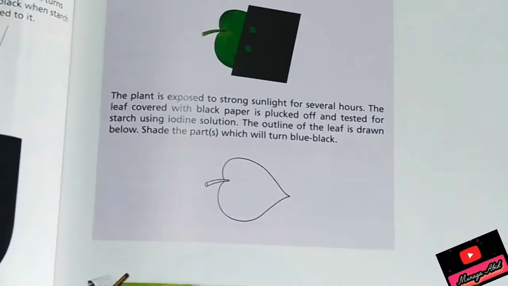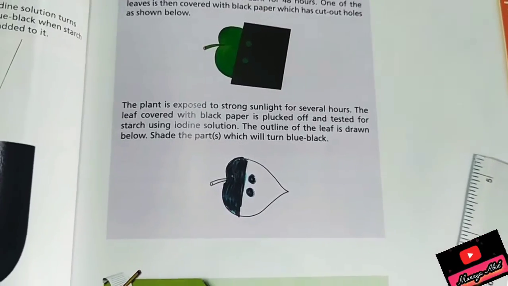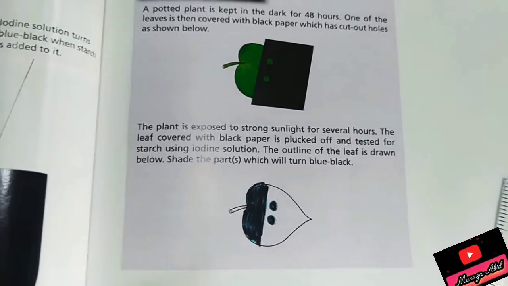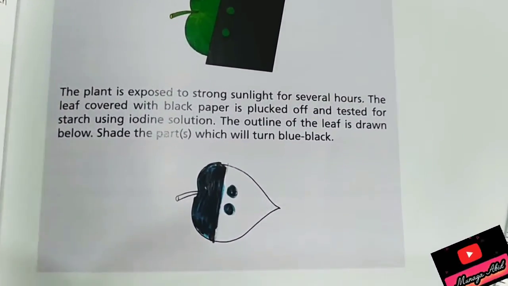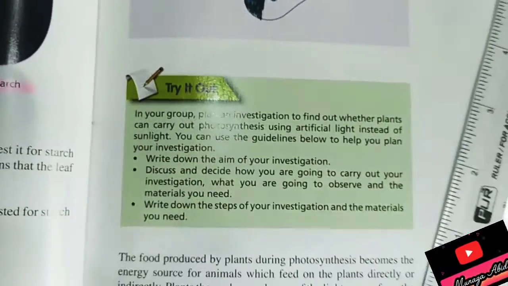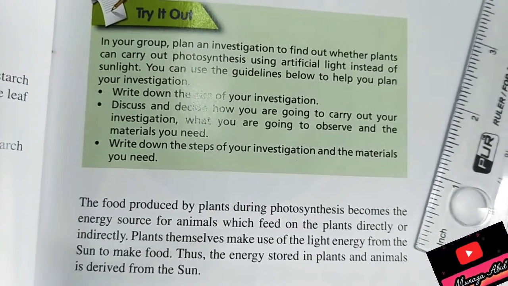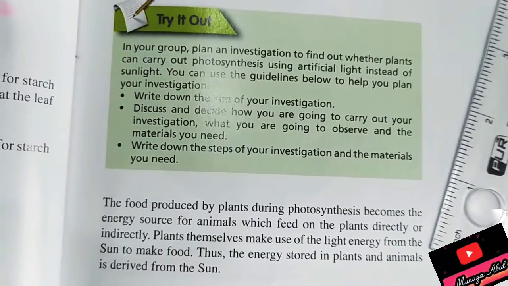Tell what will be the result of iodine solution. The result of iodine test of that leaf will be this, this leaf. Okay, I've sketched it out. You can sketch it out too in your book. Okay, try it out. This can be done in your book by your friends in groups.